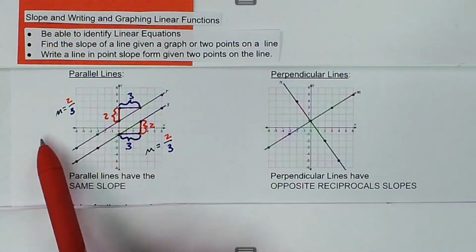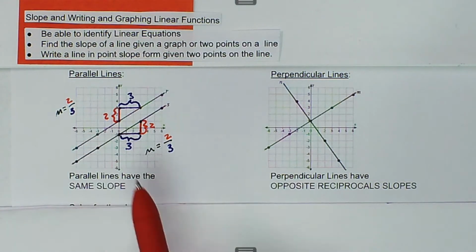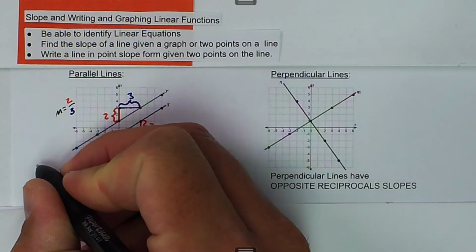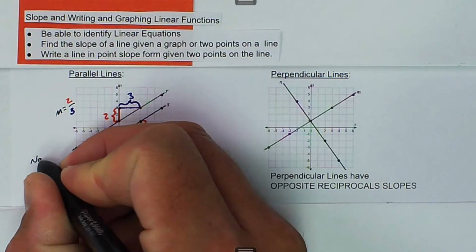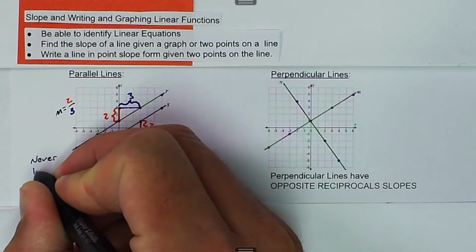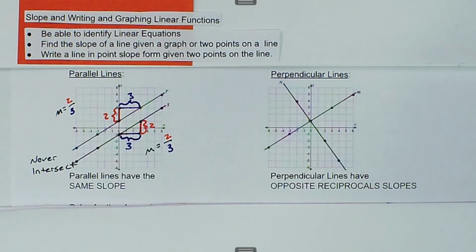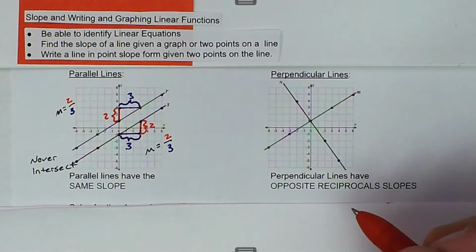So parallel lines have the same slope. So in this case, these lines are parallel and they will never intersect. The next one we have is an example of perpendicular lines, and we want to do the same thing. We want to identify the slopes.